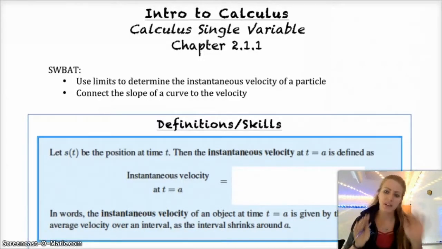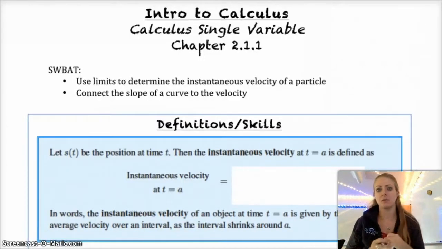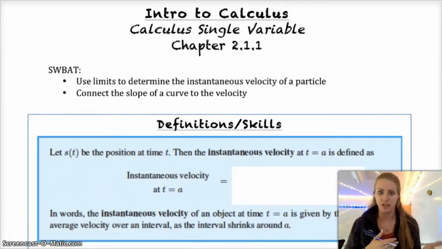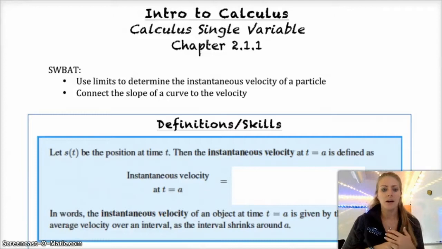So we already kind of started to talk about the difference between velocity and speed in class. This is a continuation on that, assuming that you already know that velocity is basically speed but with a direction. So you can have a positive and negative velocity, but you can't have a positive and negative speed.